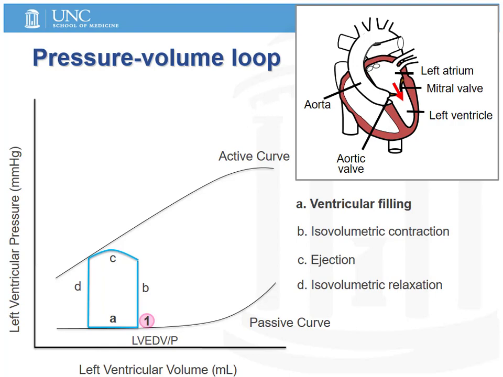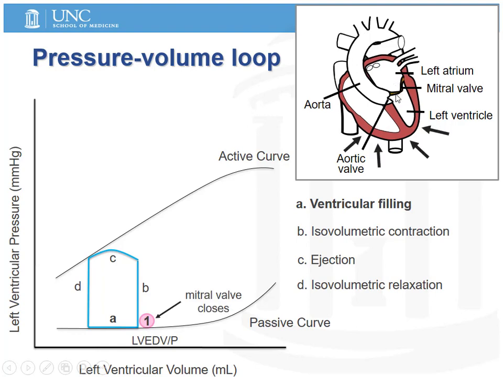As the ventricle begins to contract, the ventricular pressure exceeds the atrial pressure and the mitral valve closes. Contraction continues and the ventricular pressure increases dramatically. Since all the valves are closed, blood can't be ejected and the ventricular volume remains constant during this phase of isovolumetric contraction. Point 2 is where the left ventricular pressure exceeds the aortic pressure, causing the aortic valve to open.